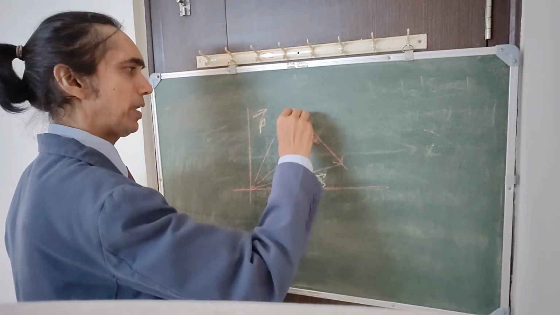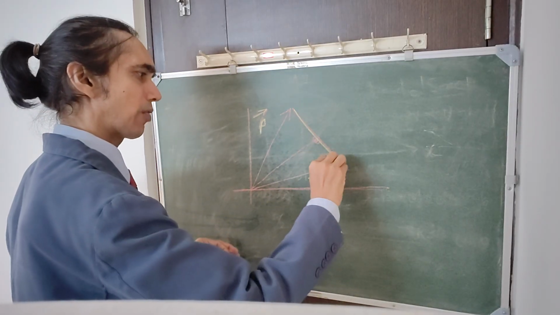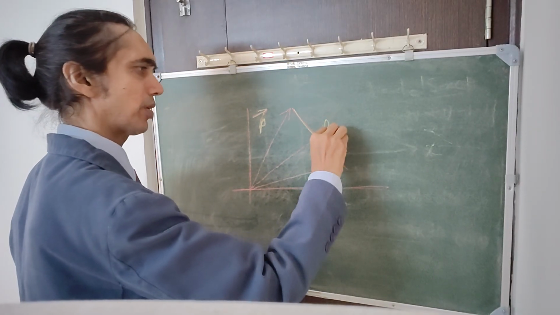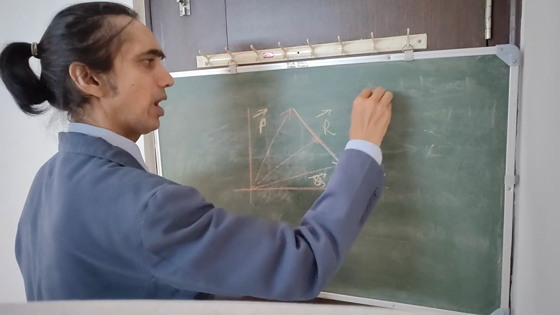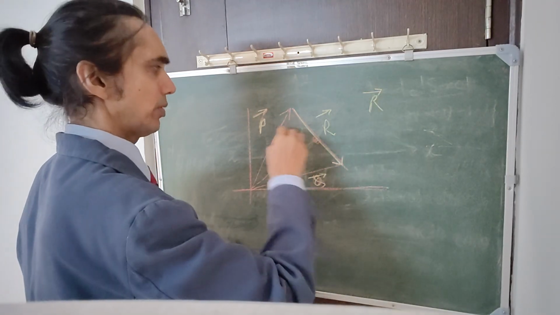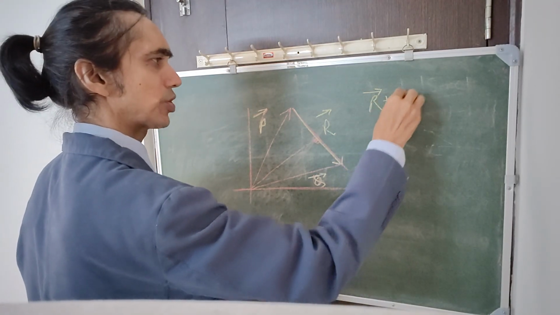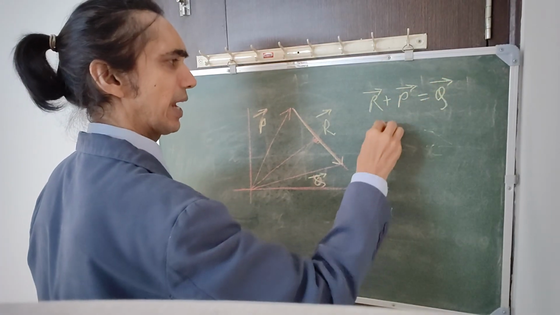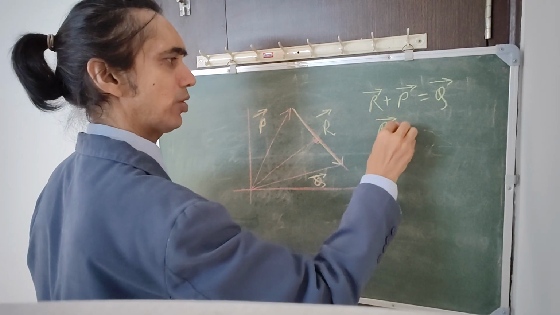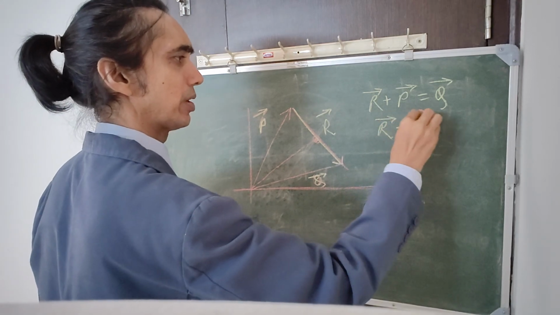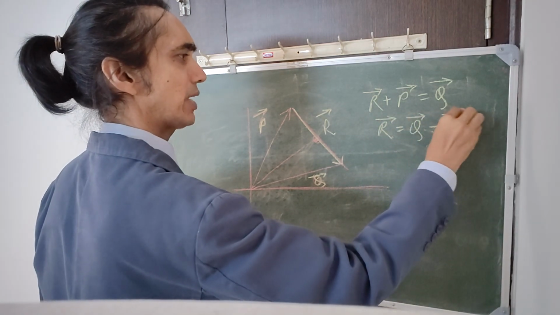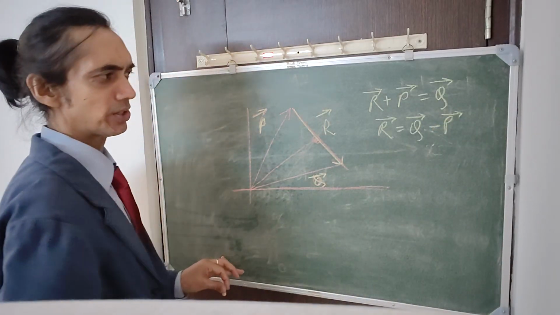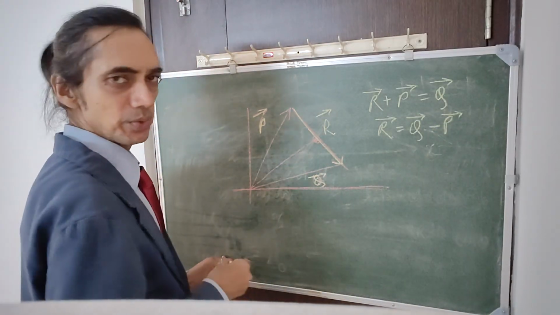Going by P and Q, this is the R vector to us. You can see for yourself, R plus P is equal to Q. That is what is given to us. And I come from the fact that R is given to us as Q minus P. So this is the R vector to us.